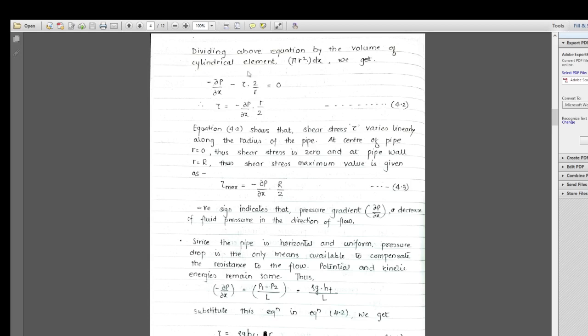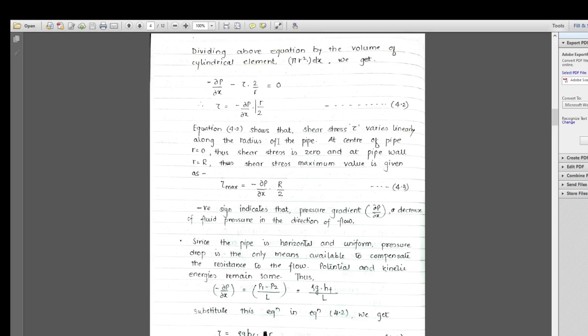Now rearrange this equation in terms of tau. So we will get tau is equal to minus ∂P/∂x into r by 2. Let this equation be 4.2. Now this equation 4.2 shows us that the shear stress, that is tau, varies linearly along the radius of the pipe, that is, it is directly proportional to the radius.